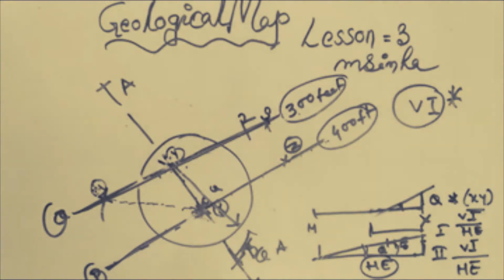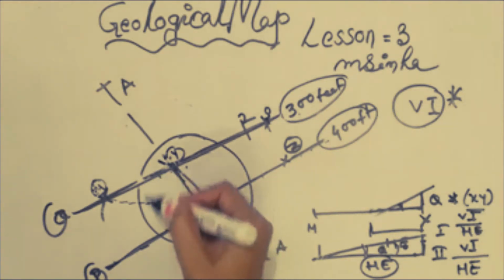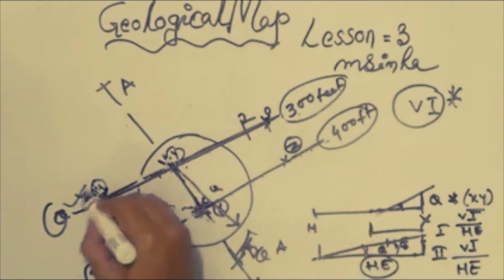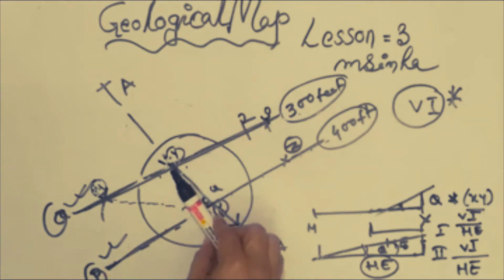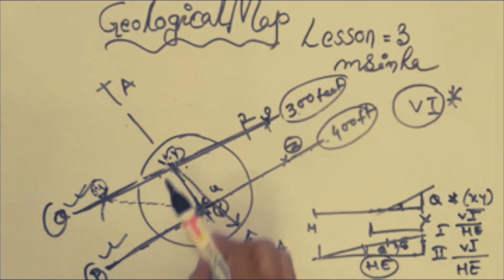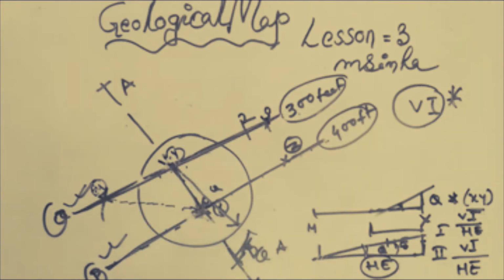True dip is the minimum distance between two consecutive strike lines. These are the consecutive strike lines. But true thickness, the horizontal equivalent in the case of true dip, is the minimum. Okay, and in the case of apparent dip, it is always the linear distance between the two consecutive strike lines, and it will always be more than the minimum distance.